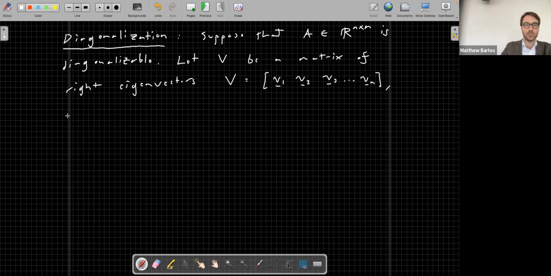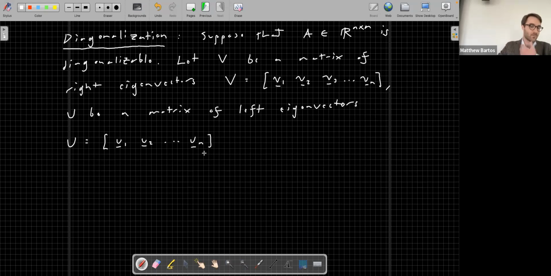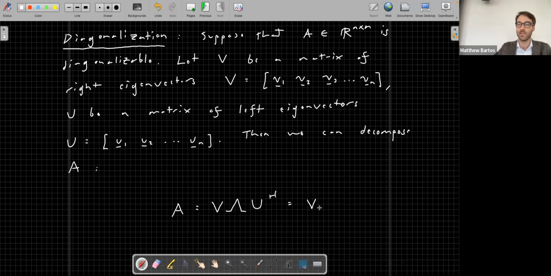And let U be a matrix of left eigenvectors stacked together. So we'll call this U is equal to U1, U2, all the way through Un. Then we can write A, we can decompose A into the following product. So we have that A is equal to V lambda U Hermitian transpose, which is equal to V lambda V inverse. So any matrix that is diagonalizable, we can write as the following product.